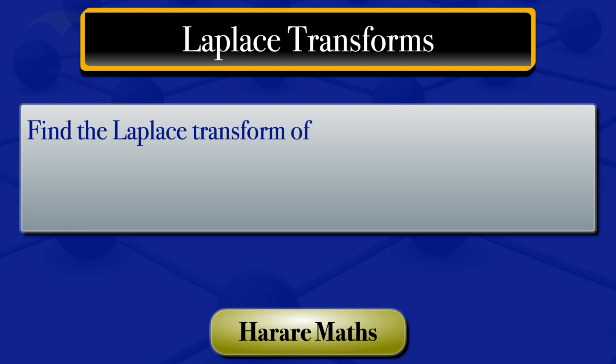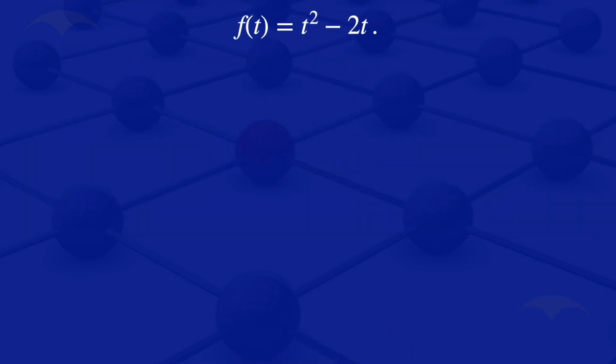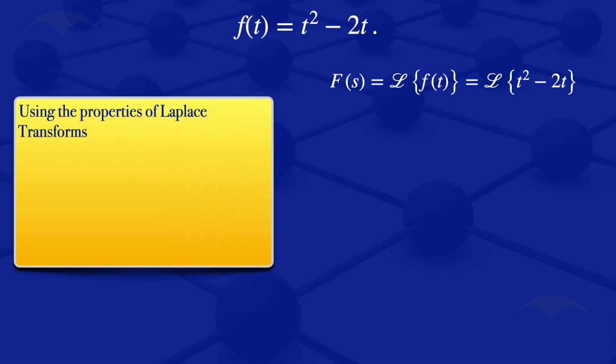In this tutorial, we're going to use tables to find the Laplace transform of f of t, which is equal to t squared minus 2t. So given a function f of t, the Laplace transform of f of t, which we denote by F of s, is the Laplace transform of t squared minus 2t. For us to find that Laplace transform, we have to use properties of Laplace transforms.